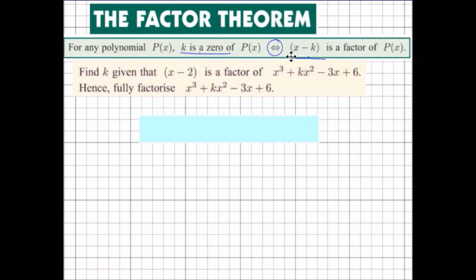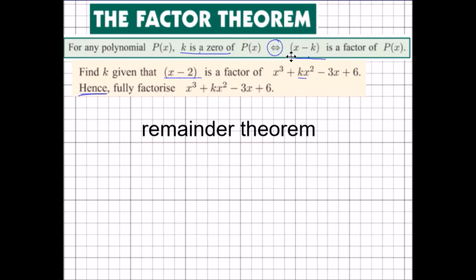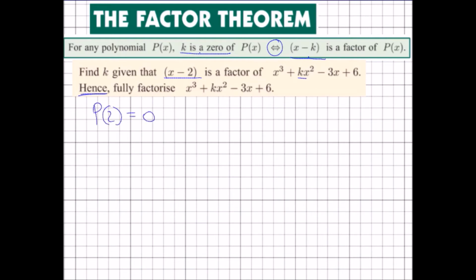In this question, we have x take 2 is a factor of our cubic, and we need to use that to fully factorize that cubic. Two techniques. First technique is my least preferred technique, which is using the remainder theorem. If x take 2 is a factor, that means there's no remainder, so p of 2 equals 0. That's the remainder theorem.